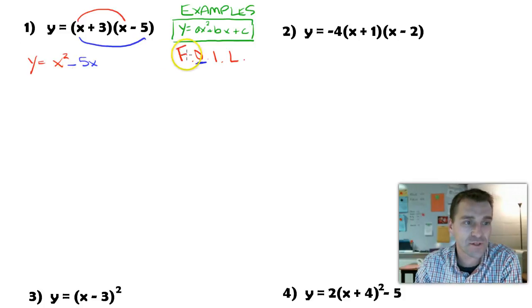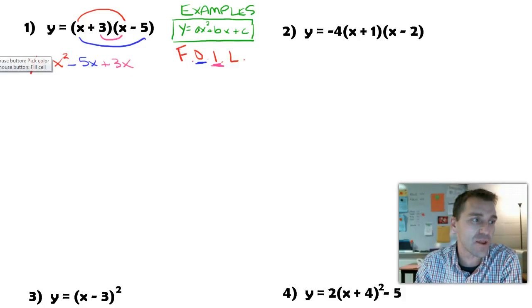And then I'll take the inside ones. I'll use pink. The inside ones are the ones in the middle right here. Positive 3 times x is positive 3x. Beautiful. And then the last one, I'll use orange, standing for L. So first, outers, inners, last. Last times last gives me 3 times negative 5, which gives me negative 15.